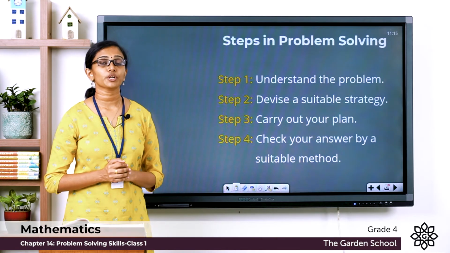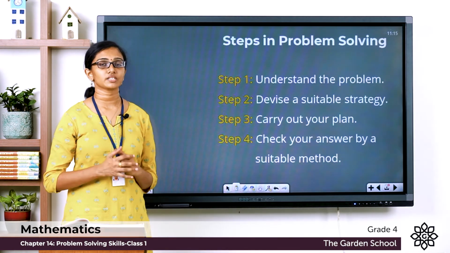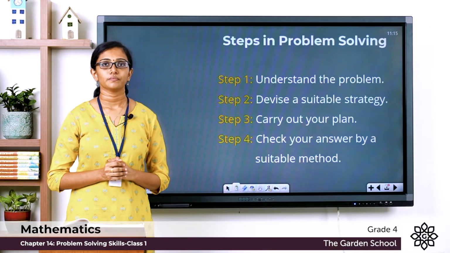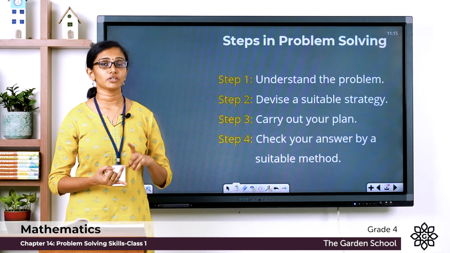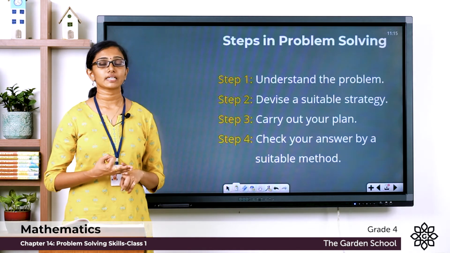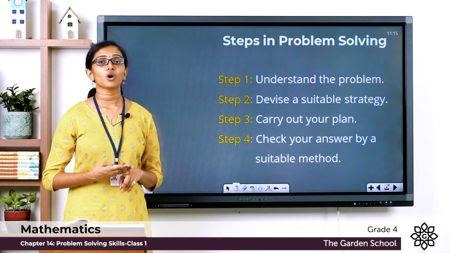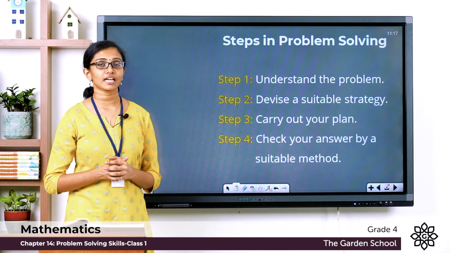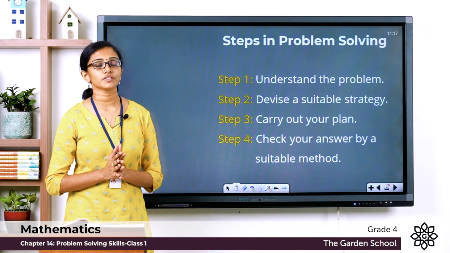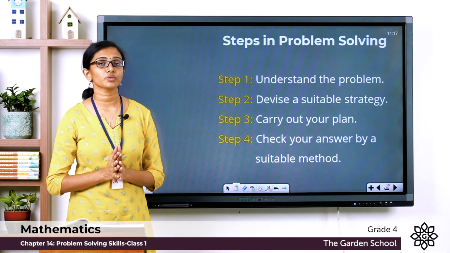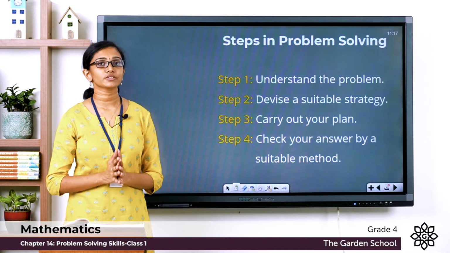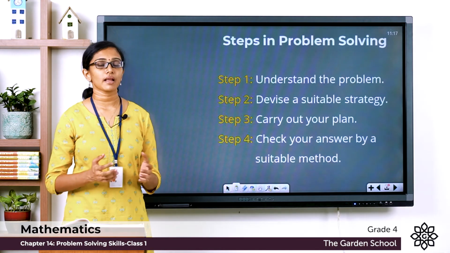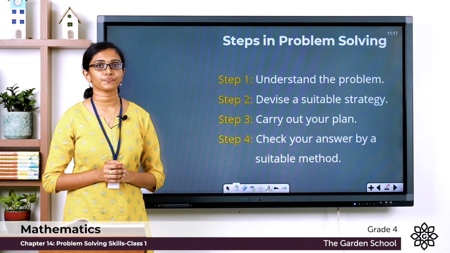Now in the second step, what you will do? You will devise a strategy, or you'll find the way to solve that word problem. You may write steps, you may draw pictures or diagrams, you may make tables, or you'll even form a list. So in the second step, you will devise a suitable strategy, or you'll find a way to solve this problem. And in the third step, what would you do? You would do all the calculations carefully and methodically. That means you'll carry out your plan or you will work out your strategy.